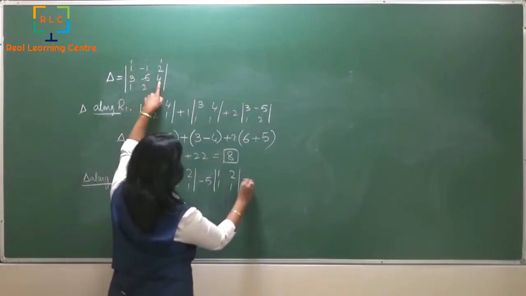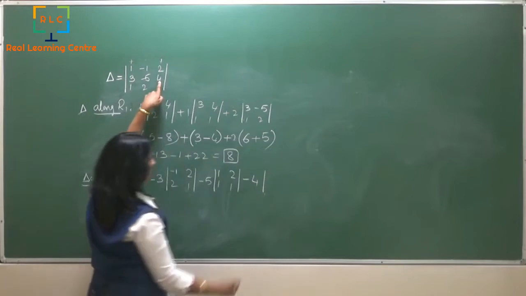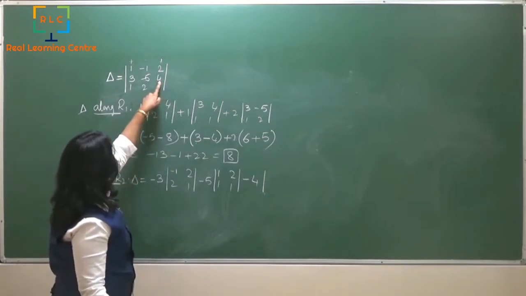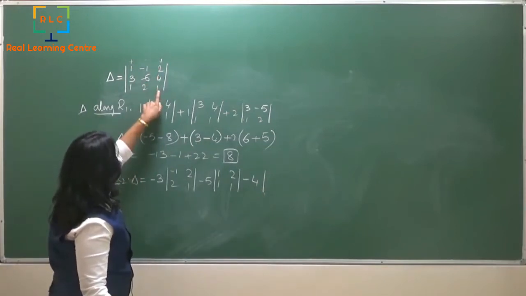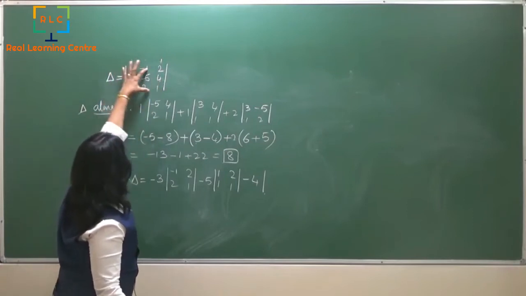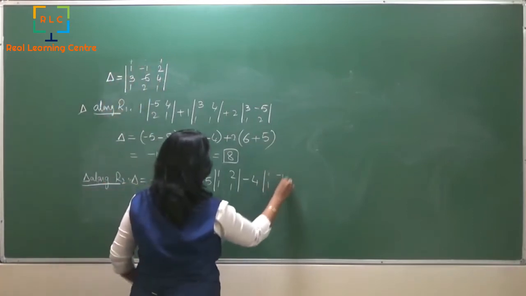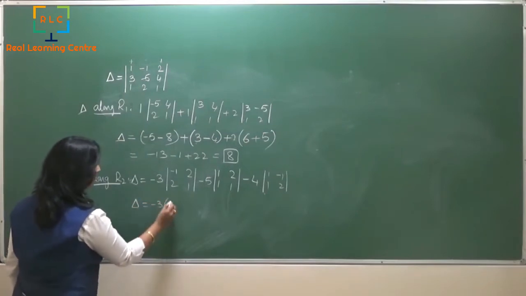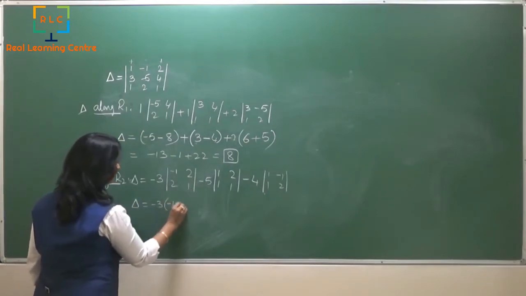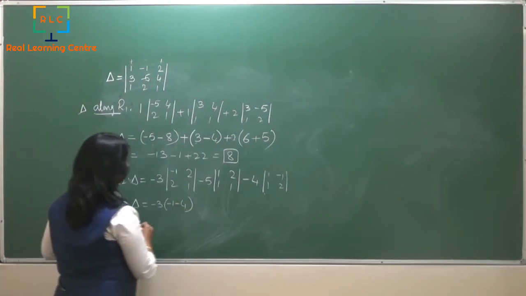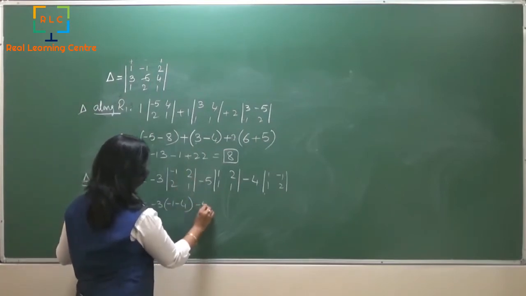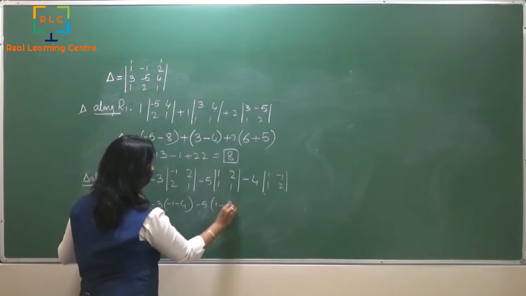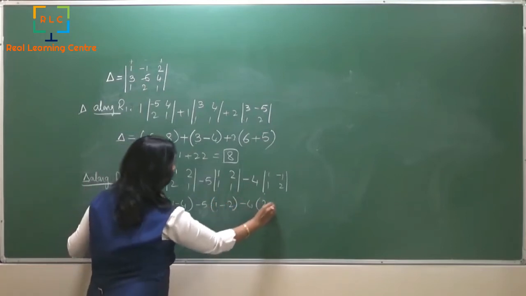Now this also I should take with the opposite sign, because that place will have minus. Minus 4 into, wherever 4 is, that column and that row if you leave, you have 1 minus 1, 1 2, 1 minus 1, 1 2. So let us expand. So delta is equal to minus 3 into minus 1 minus 4, minus 1 minus 4 minus 5 into 1 minus 2 minus 4 into 2 plus 1.